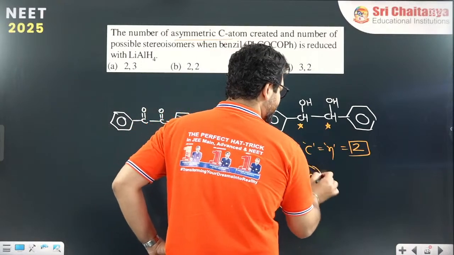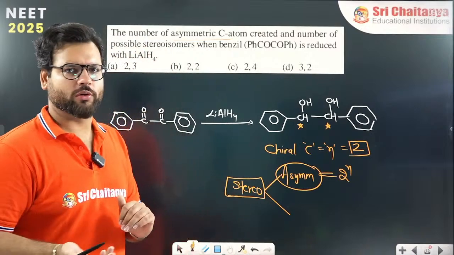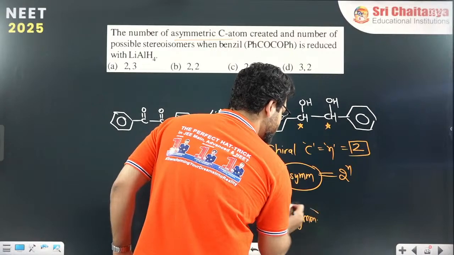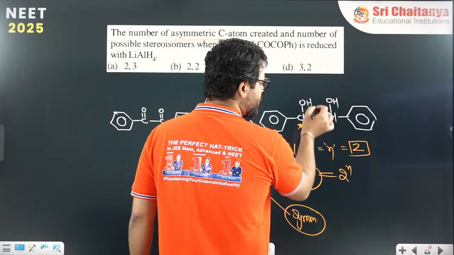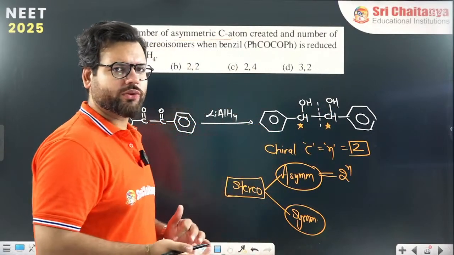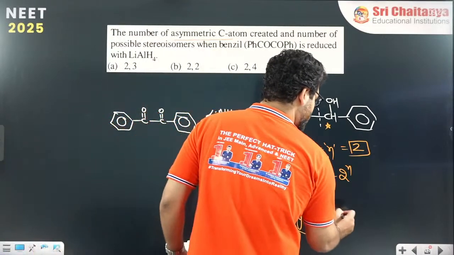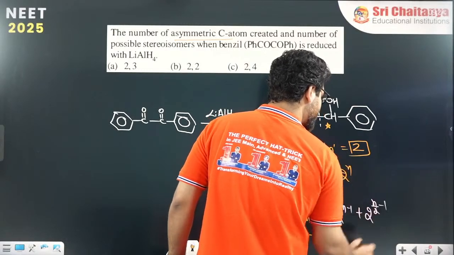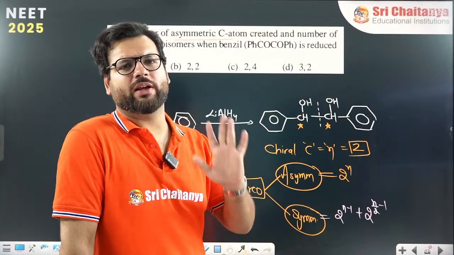If it is asymmetrical, then you say 2 to the power n, which means 2 to the power 2, that is 4. But since this is symmetrical, we will not use this formula because one of the compounds will come out to be a meso compound, which will be optically inactive and will not have a mirror image. So total 4 will not come. You remember the formula directly. It will be 2 to the power n minus 1 plus 2 to the power n by 2 minus 1. n should be an even number here. For NEET, this is sufficient, only one example.